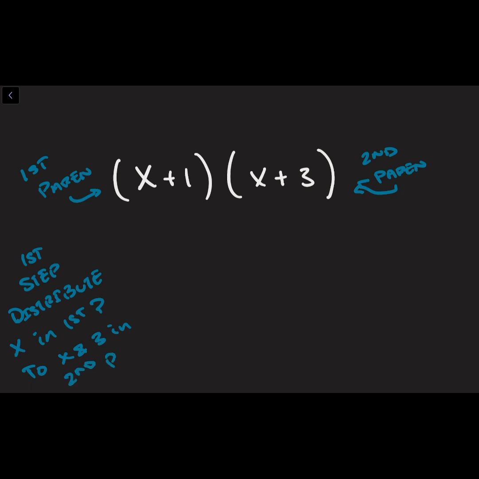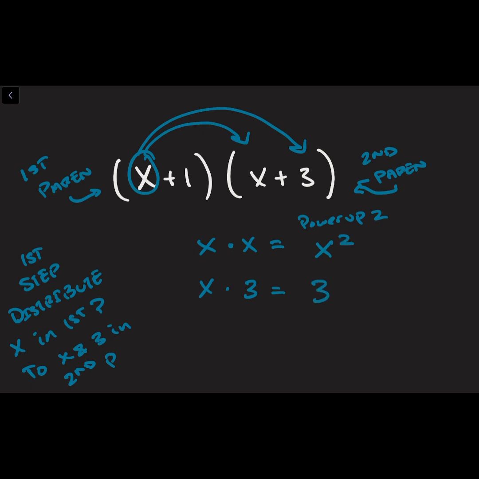We're just going to put P for parentheses for short. So we got x times x, and x times 3. x times x, with a power up of 2, gives us x squared. And x times 3, put the number in front and the variable in the back, gives us 3x. So we got x squared and 3x.